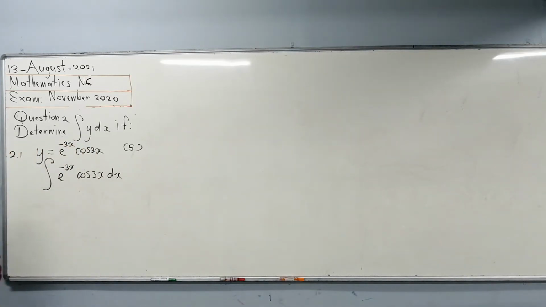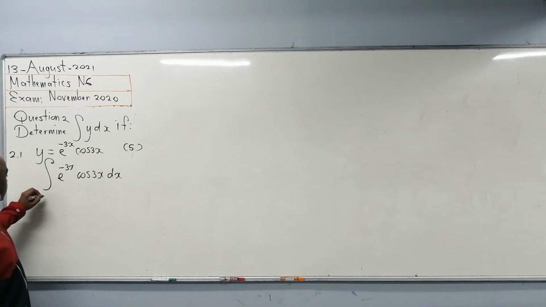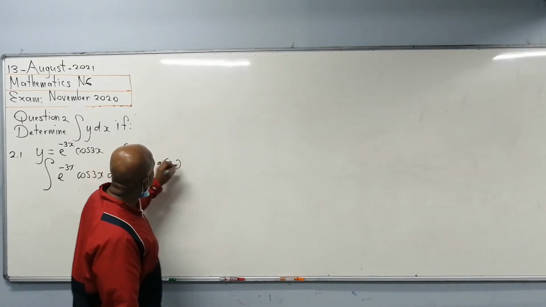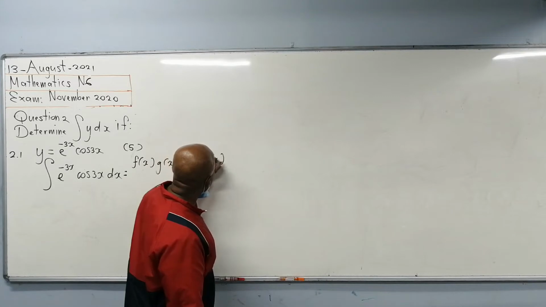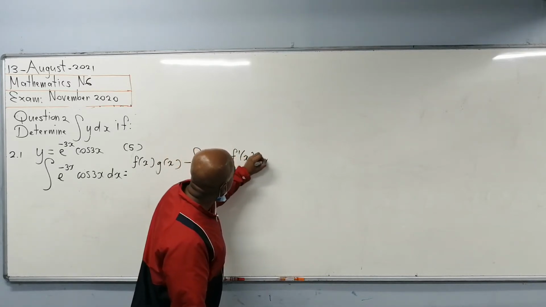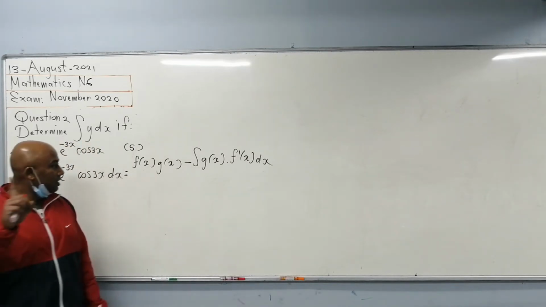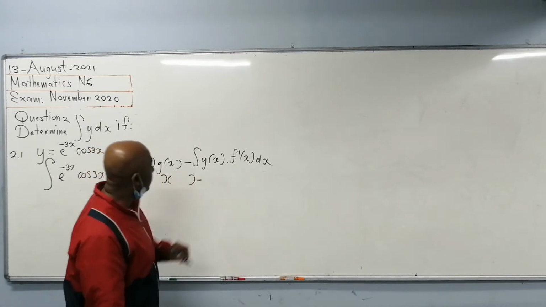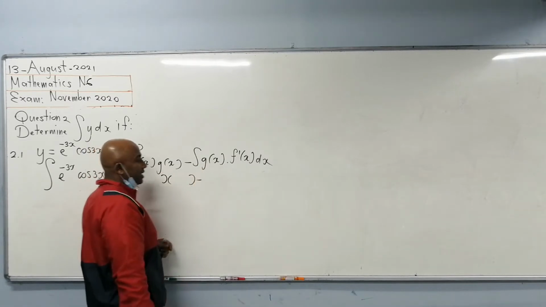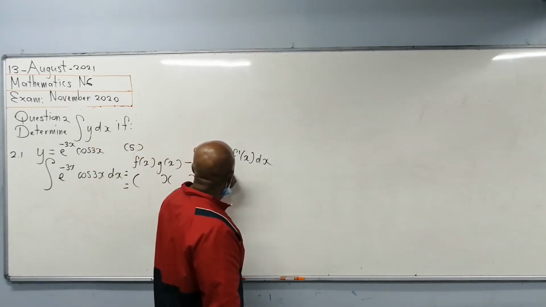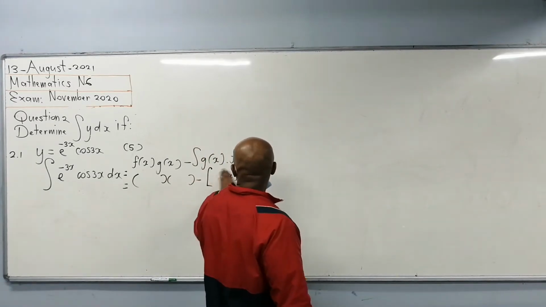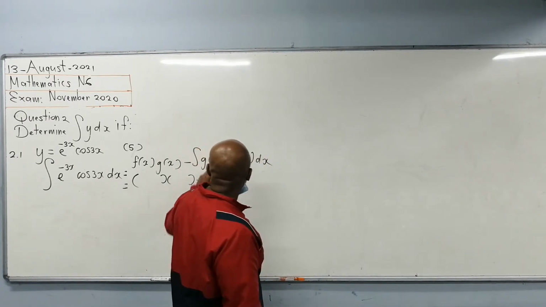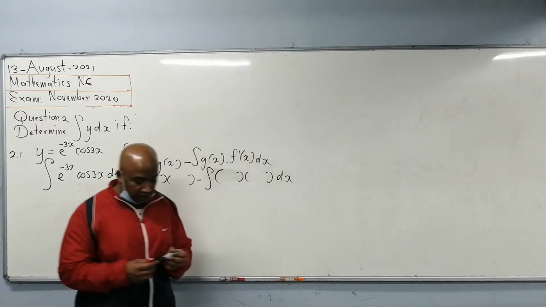Alright, special case. So we know we're using the formula twice. So that's going to equal f of x, g of x, minus the integral of g of x times f prime x dx. That's using the formula one time. So we're going to be substituting there. This is applying it once, and here you're going to apply the formula for the second time. So let me do my substitution first. So I'm going to substitute here. Right, let's do it for the first time.